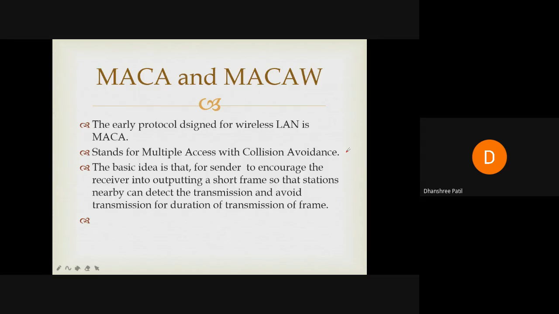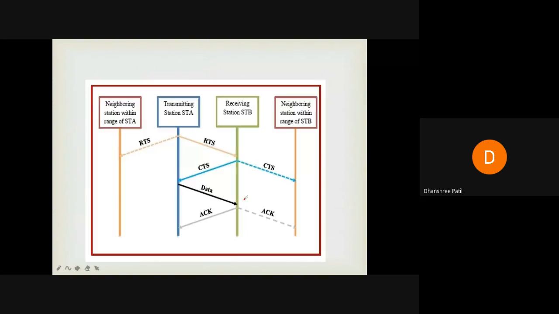Now, how do these two protocols work? They depend upon each other, so only some small changes are made in MACAW, otherwise the remaining things are the same as the multiple access protocol. The basic idea is for a sender to encourage the receiver into outputting a short message, so that stations nearby can detect the transmission and avoid transmitting for the duration of the frame. So this is the working of the protocol. I know nothing is understood, so see the diagram.